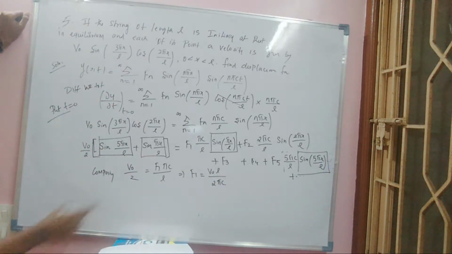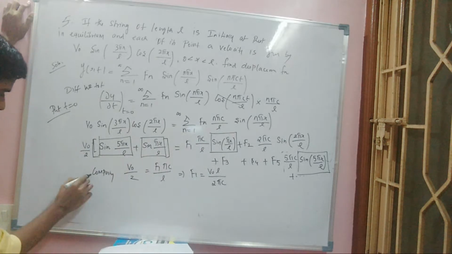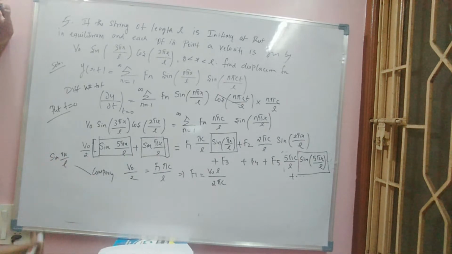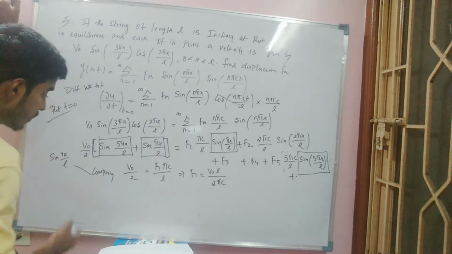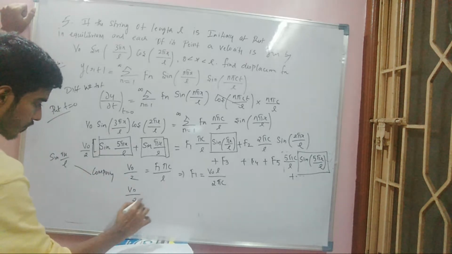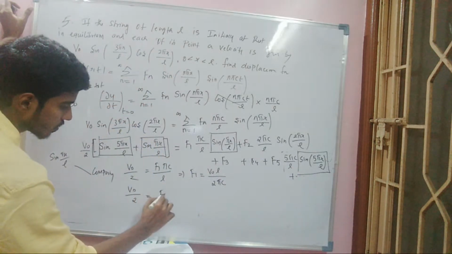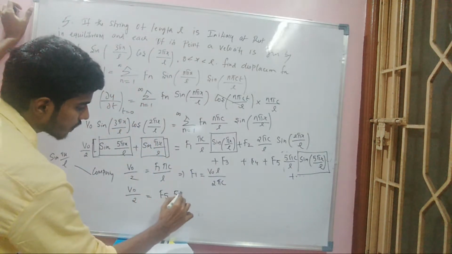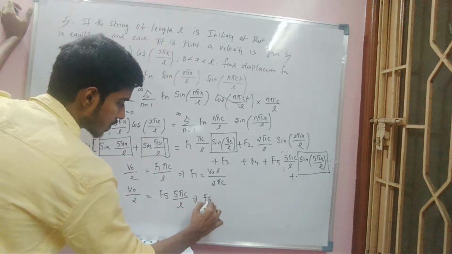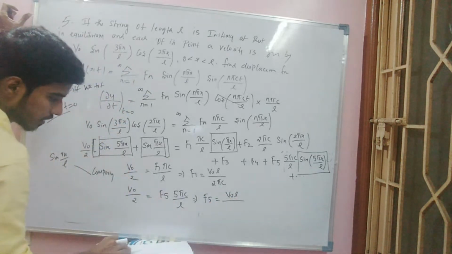Now, when comparing sin 5πx by L, we equate the coefficient of sin 5πx by L. So we have again v naught by 2 here, and what is the coefficient of sin 5πx by L here? It is f5 5πc by L. That means what is the value of f5? So f5 will be v naught L divided by 10πc, right?